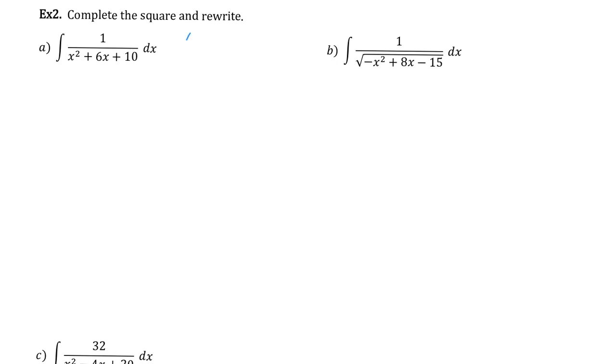Okay, so I'm going to do this on the side. To complete the square on the bottom, I do x squared plus 6x. I want this to be a perfect square, so I think about what I would have to put here for this to work. I'm going to move the 10 over to here.